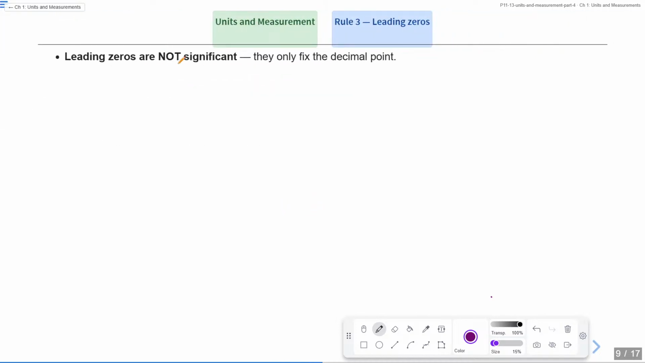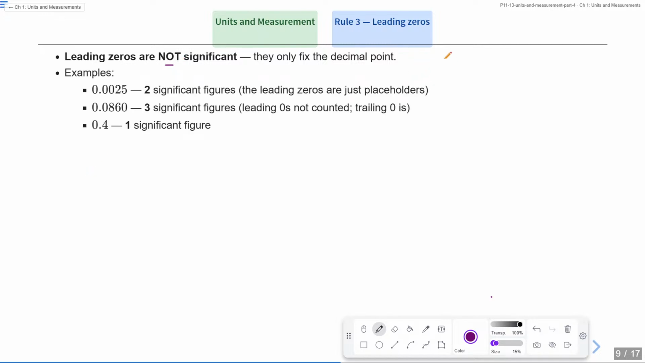Third rule, leading zeros are not significant. So in the case of a decimal, if the number is less than 1, these leading zeros are not significant figures. Suppose 0.0025. So these are leading zeros. If the number is less than 1, so 0.0025, these leading zeros are not significant digits. So in this 0.0025, there are only two significant figures, 2 and 5, the non-zero digits.